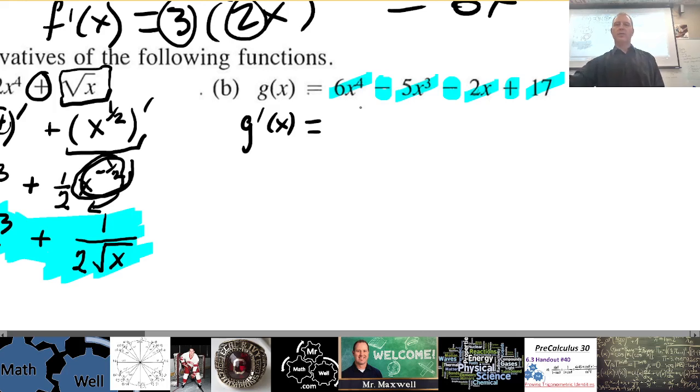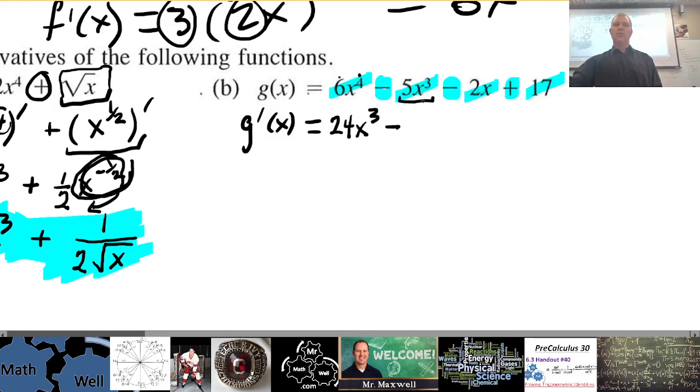24x to the 3rd is correct. And we get that by multiplying 6 times 4 is 24. I write the x down there, and the 4 is subtracted by 1 to get 3. Perfect. Minus. Okay, difference rule. And now I focus on this one as the second one.